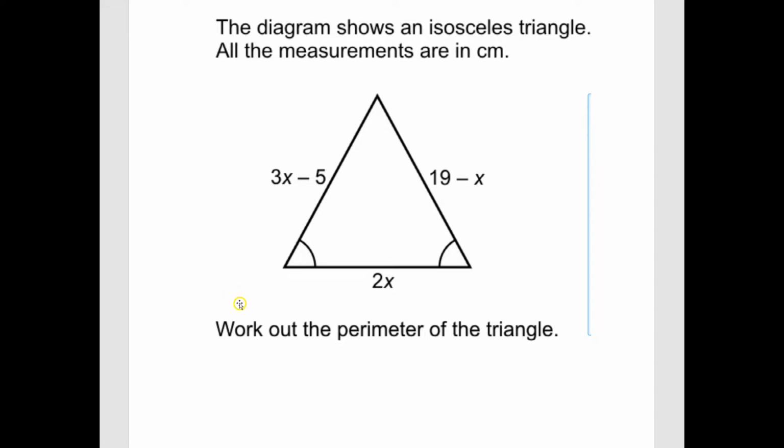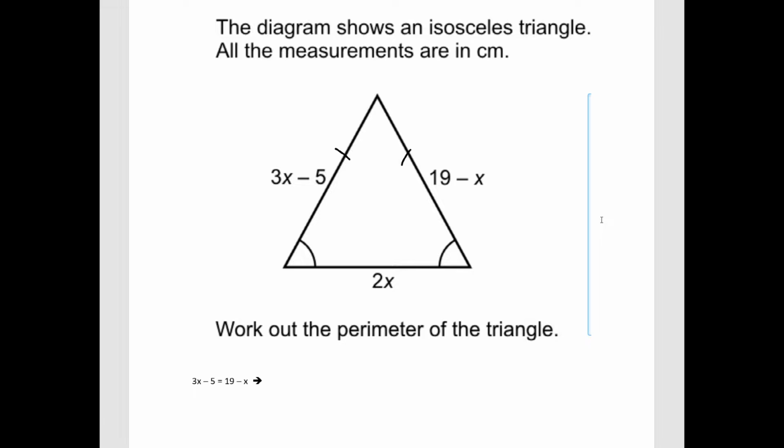Okay, let's have a look at this question. We have an isosceles triangle. Now it's not clear which sides are equal, but I'm going to presume that this side is equal to this side. We want to work out the perimeter of the triangle. So again, I haven't got my pen, so please excuse me using the keyboard. So what I can say is that 3x minus 5 is equal to 19 take away x, because those two sides are equal.